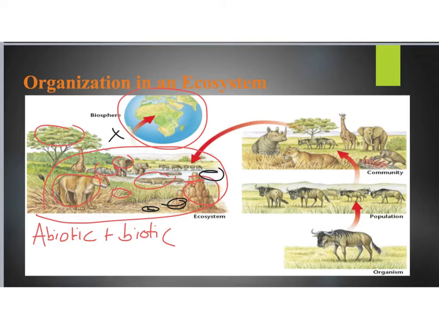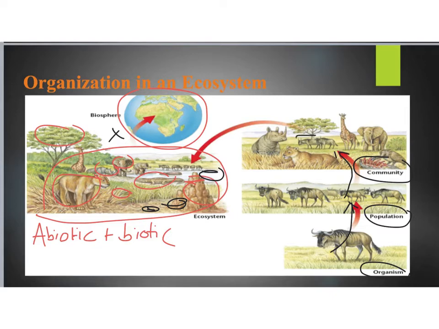All right, so then we go down from an ecosystem. The next lower level of organization is the community, then the population of animals, and then the single organism. So to go in reverse, if we start with this wildebeest, that's a single organism. A bunch of wildebeests makes up a population. The wildebeests population mixed in with other animals.